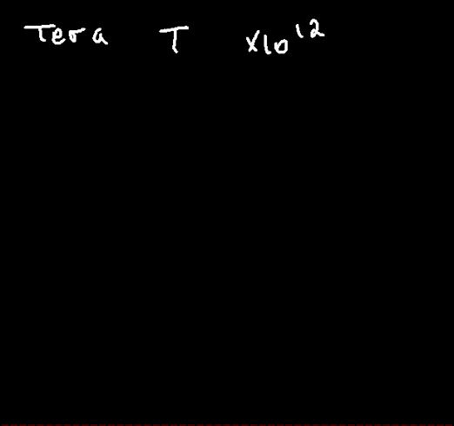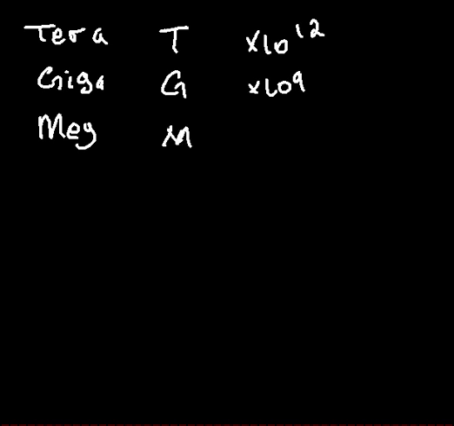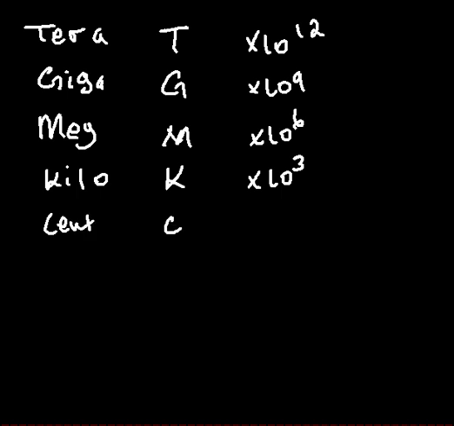power positive 12. And we have what we call Giga, symbolized as the capital letter G, which is times 10 to the power positive 9. And we have Mega, symbolized as the capital letter M, which is given as times 10 to the power positive 6. And we have Kilo, symbolized as small letter k, which is given as times 10 to the power positive 3. And we have Centi, symbolized as the small letter c, which is given as times 10 to the power negative 2.